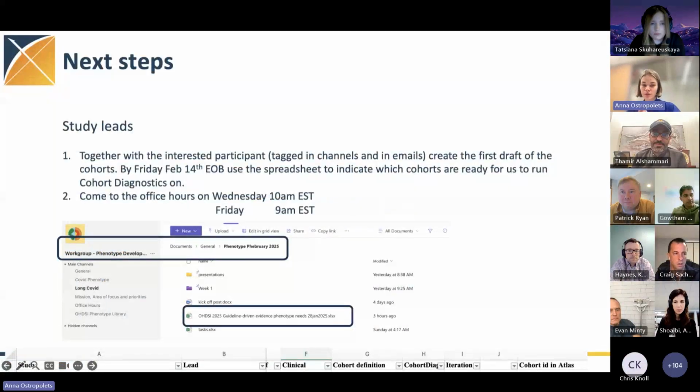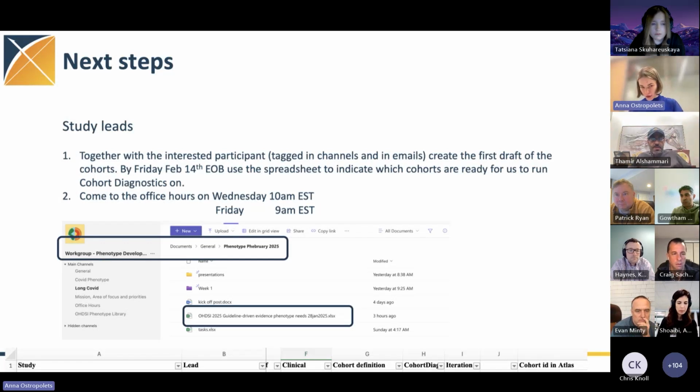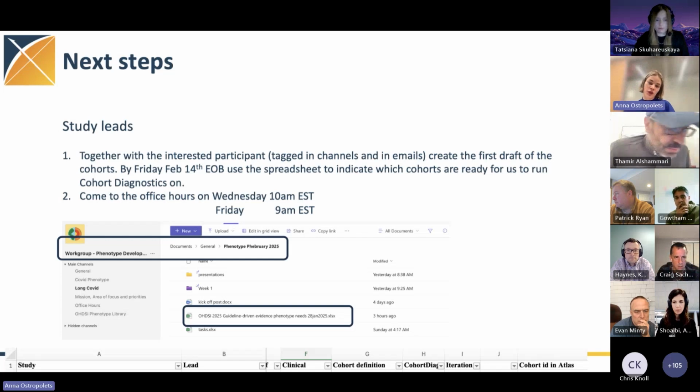For the next steps, for the study leads, we have a specific point in time this week as opposed to previous week. If you want us to run cohort diagnostics on your cohorts so that you can examine them and see what kind of patients you capture, we will need you to indicate in the spreadsheets which cohorts are ready by the end of the business day on Friday, so that we can run it over the weekend and discuss it next week.